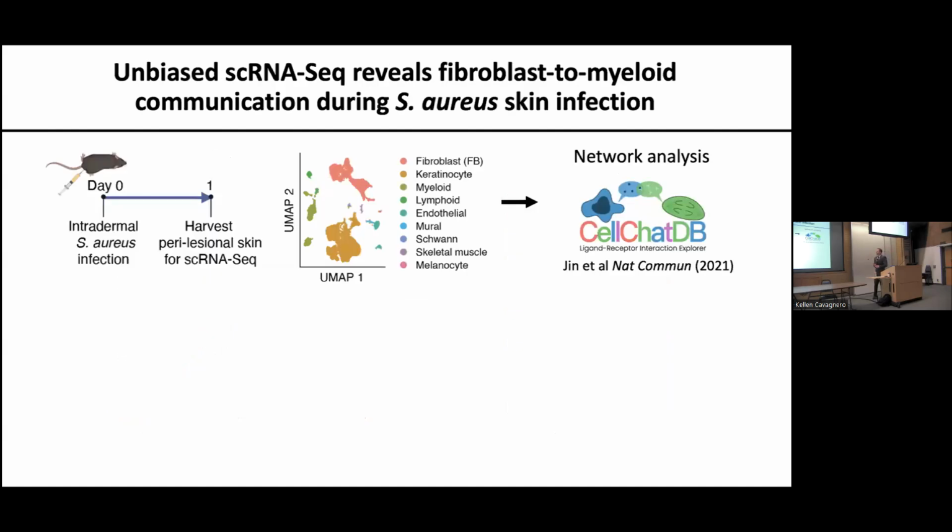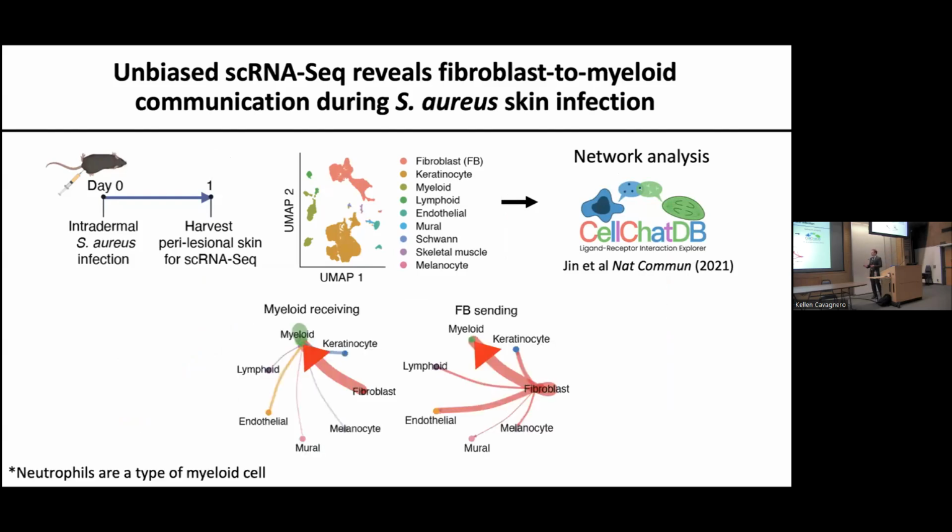So we did this by infecting mice intradermally with a MRSA strain of Staph aureus right into the back skin. And then we performed a technology called single-cell RNA sequencing. And this approach allows us to look at all of the cell types in the skin and all of the genes that they are expressing. We can then use these data to perform a network analysis, this machine learning analysis, that lets us see which cells are talking to each other during infection.